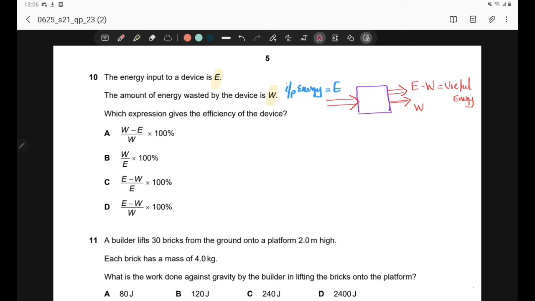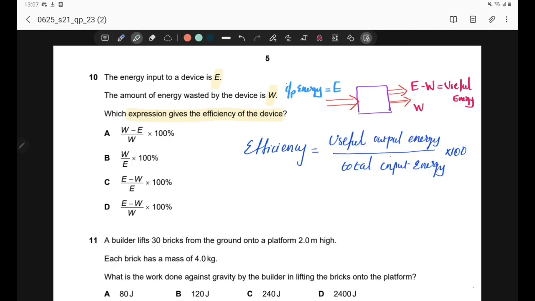So this is the important point you should know, that the total energy is E. Out of E, some of the energy is wasted and the remaining energy is the useful output. Now we need to check which expression gives the efficiency of the device. So let's look at the equation of the efficiency of the device. Efficiency is equal to useful output energy over total input energy times 100.